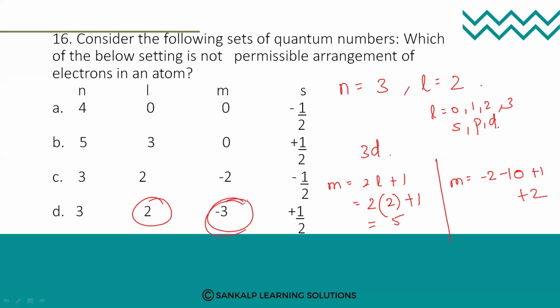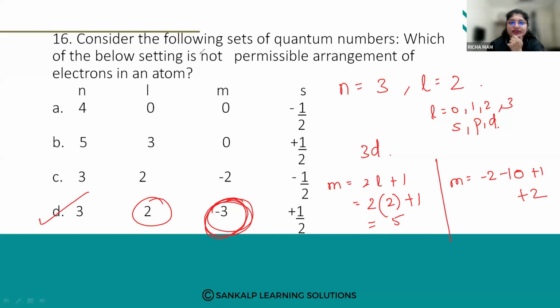But they have given M value as -3. So -3 is not there. Okay, so option number D is not possible. So when we are finding the M value, which is the formula we have to use? M is equal to 2L plus 1. Okay. So for the first one, which are the possible L values?